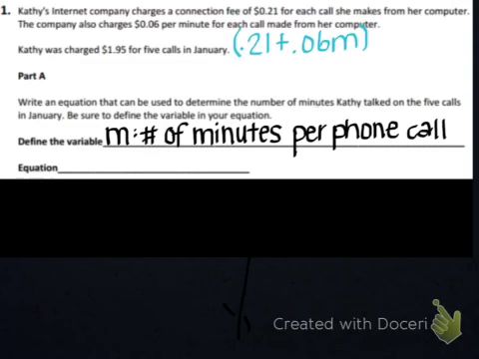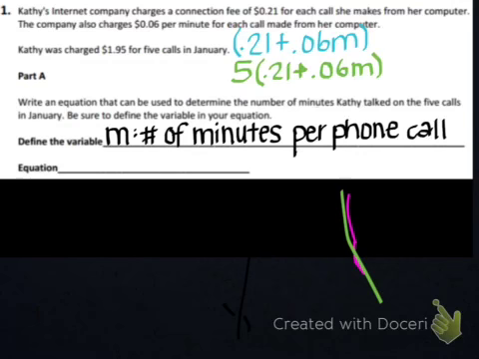So I'm not quite finished because they gave us some more info. They tell us that Kathy was charged $1.95 for 5 calls. So if she made 5 calls, this is right here representing just one call, but we know that she made 5 of them. So the way that we're going to represent that is like this. And then the last piece of info is that all of this equals $1.95. So there's our equation, and we can go ahead and plug that in down at the bottom.